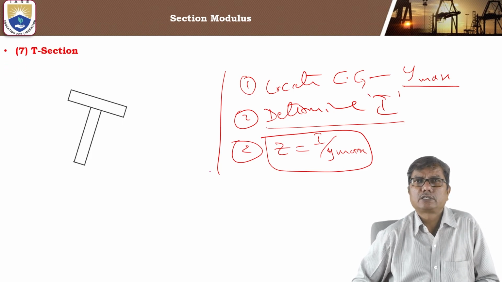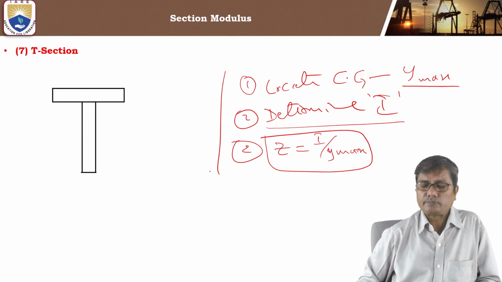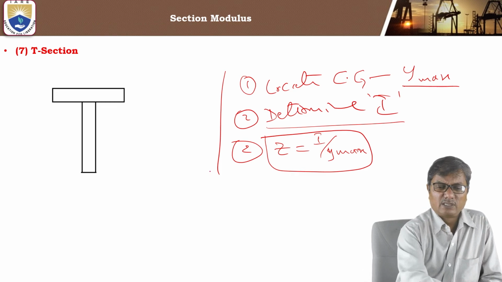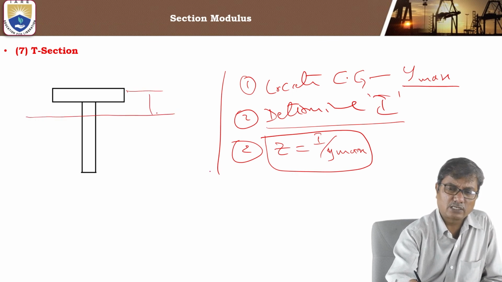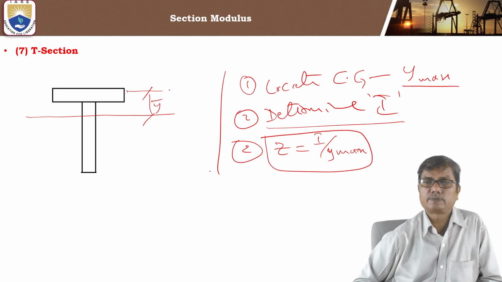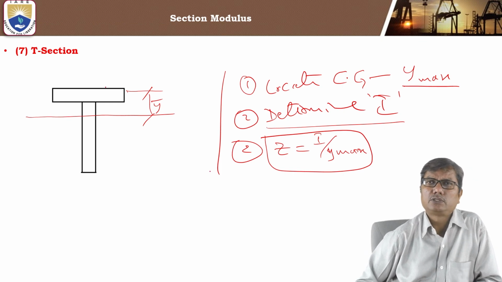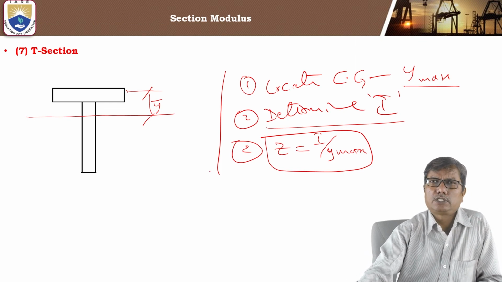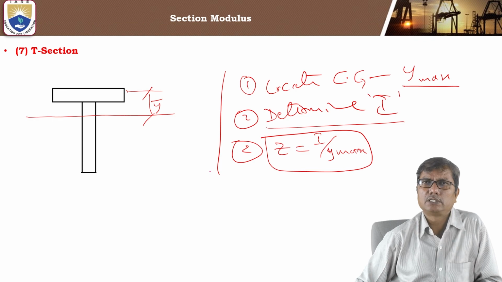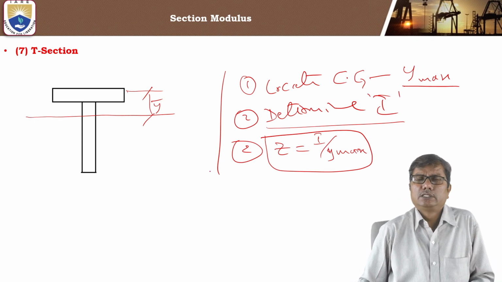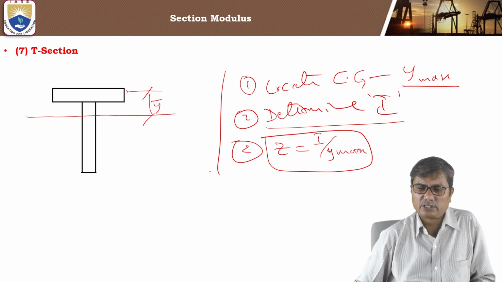Now the T section also we can calculate the same way. We can locate the centroid first. In this case, the centroid is located nearer to the top edge, because most of the area is concentrated at the top. So first you have to locate the centroid and then calculate the moment of inertia about the centroidal axis. After that, the section modulus.